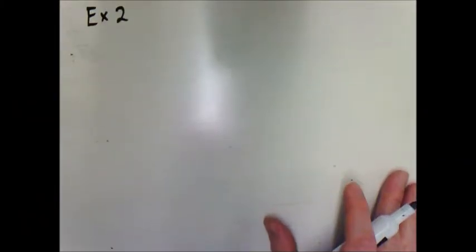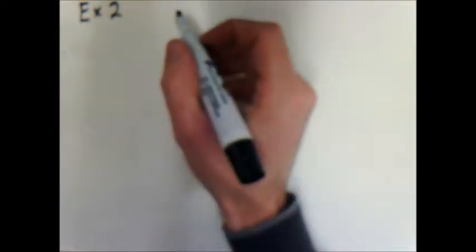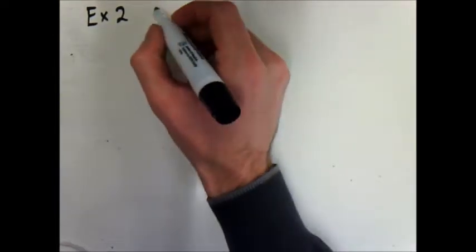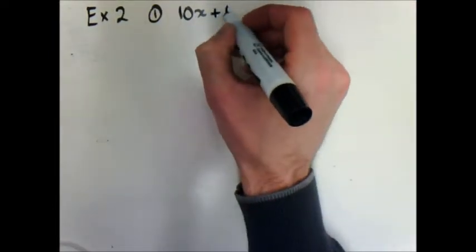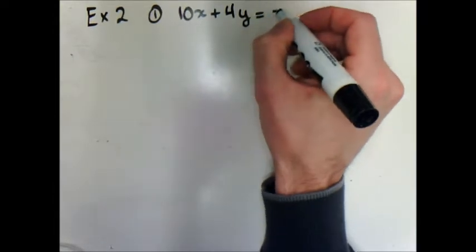In example 2, we are going to solve a linear system using the method of elimination again, but it's going to be one more step to solve it. So we have equation 1 given to us as 10x plus 4y equals negative 1.